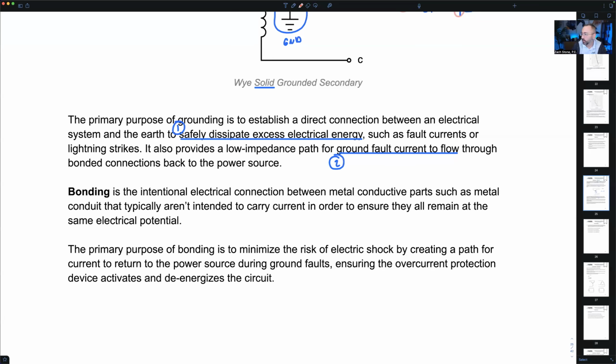Bonding, again, it's an intentional electrical connection between metal conductive parts such as metal conduit, metal junction boxes, metal enclosures that typically aren't intended to carry current, to ensure that they all remain at the same potential. Great example of this, my washing machine in my house.